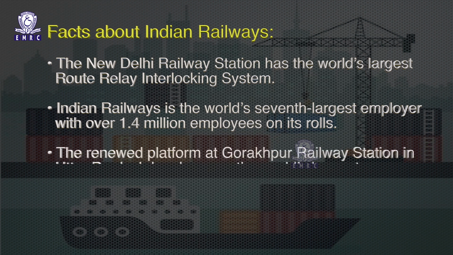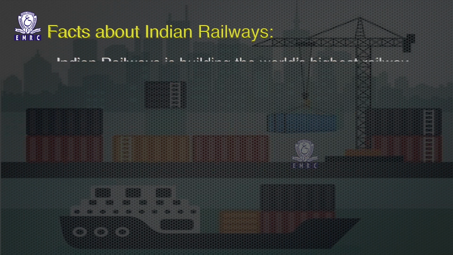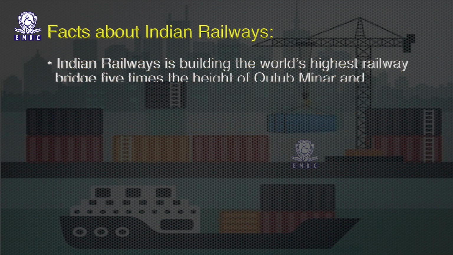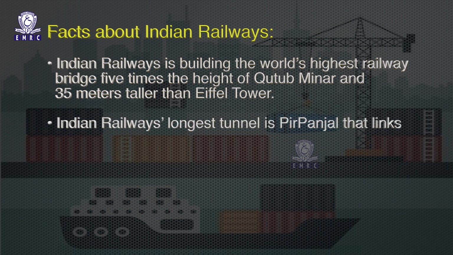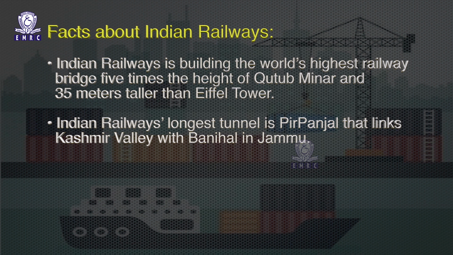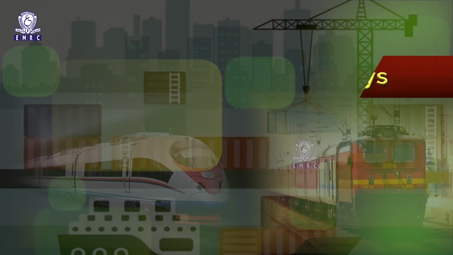The renewed platform at Gorakhpur railway station in Uttar Pradesh has become the world's longest, measuring 1,366 meters. Indian Railways is building the world's highest railway bridge, 5 times the height of Qutub Minar and 35 meters taller than the Eiffel Tower. Indian Railways' longest tunnel is Pir Panjal that links Kashmir Valley with Banihal in Jammu. This is also an important point. The station with the shortest name is IB in Odisha.